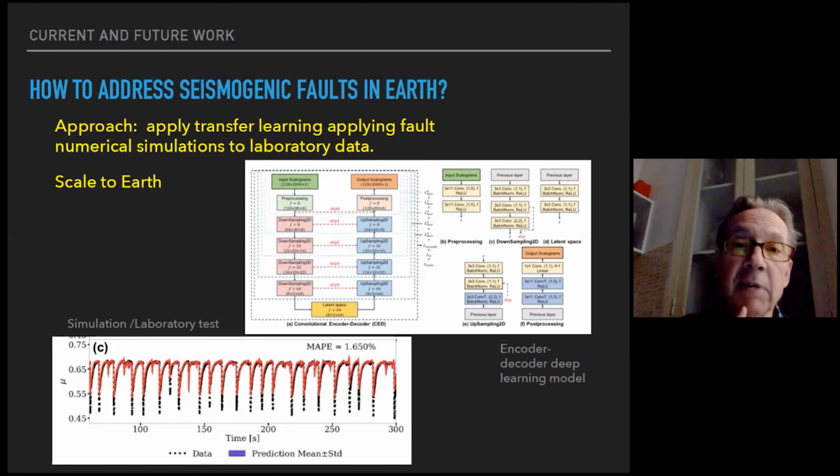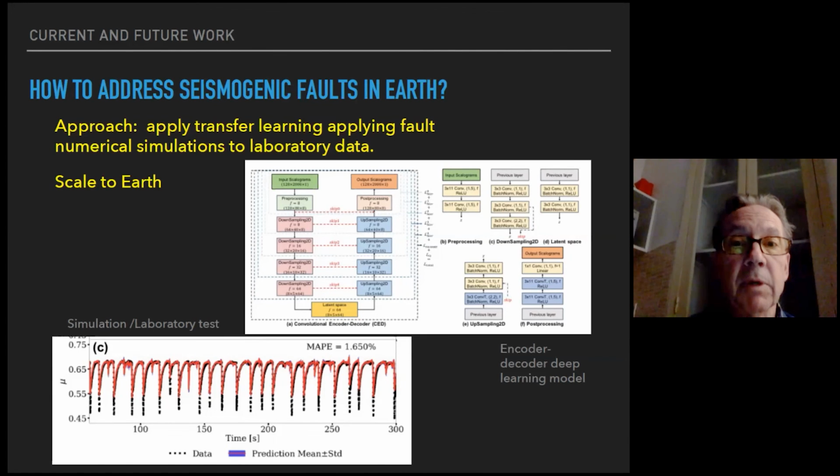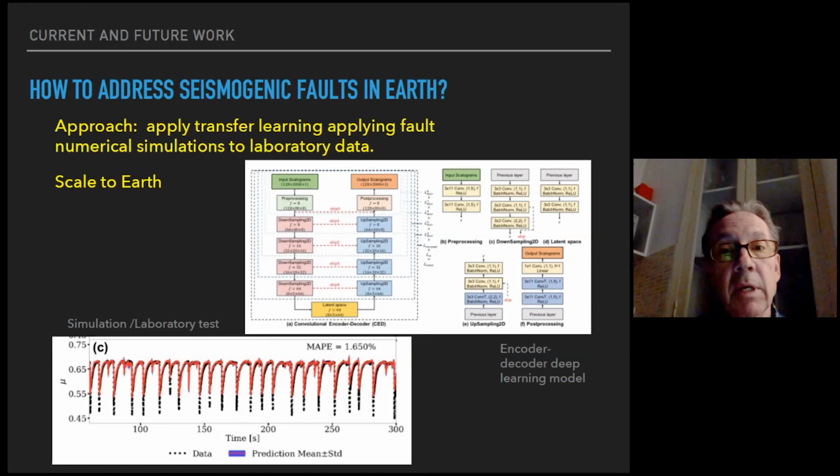So far, this is working very well. We have a paper on the archive currently that describes the approach where we apply the transfer learning based on training on simulations and then predicting behavior in the laboratory of the shear stress and friction. The model also involves cross-training for those of you familiar with deep learning. But I won't go into the details for lack of time. We're using an encoder-decoder deep learning style model. So that's the general approach we're taking, and we don't know where this is going to take us.